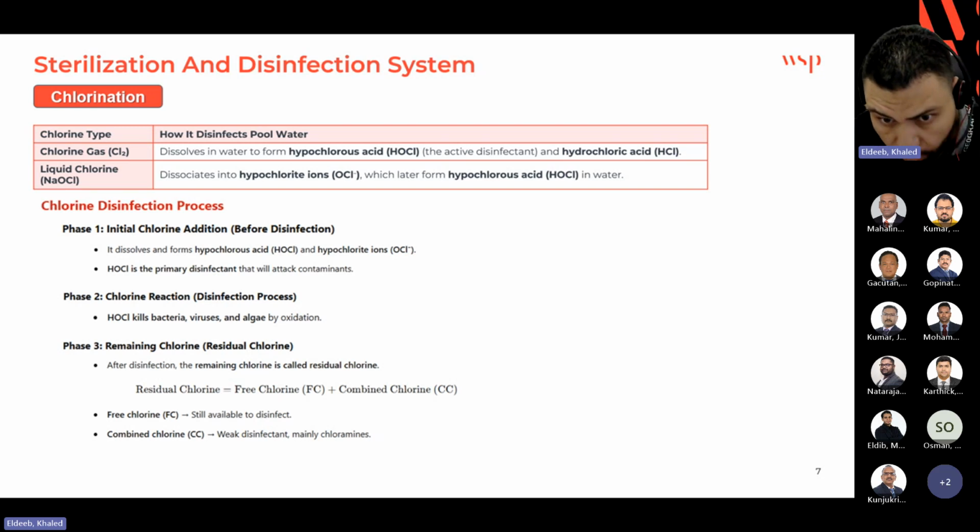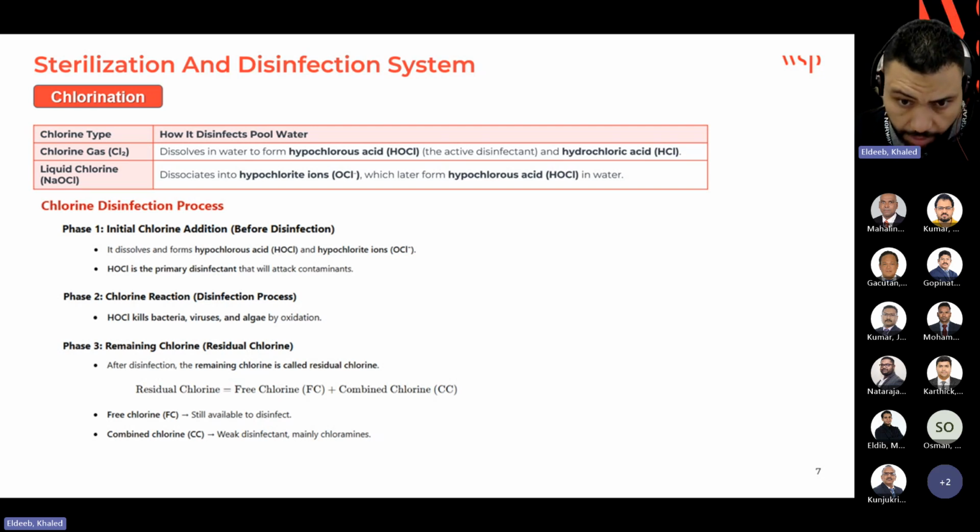The free chlorine is the amount of chlorine that is still available in the water to disinfect the water. This is the one actively killing bacteria, viruses, and other harmful microorganisms, which is the most important form of chlorine that keeps the water sanitized.